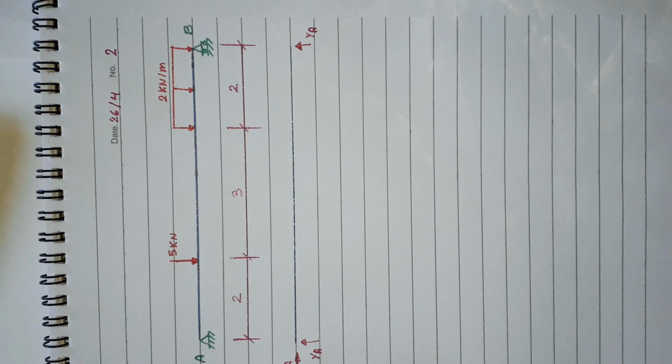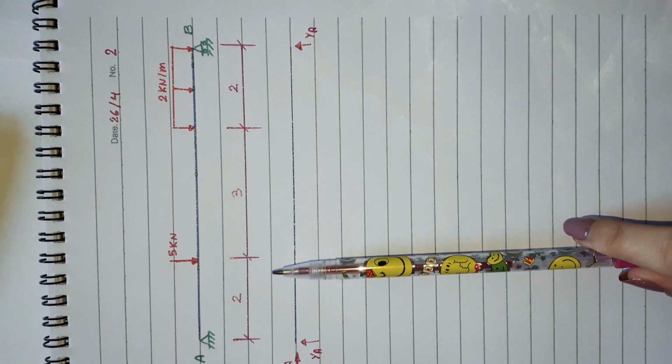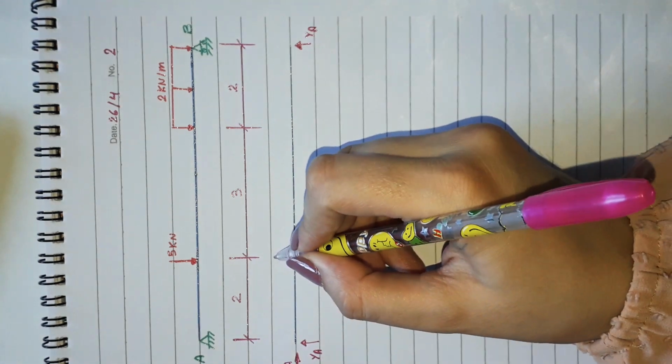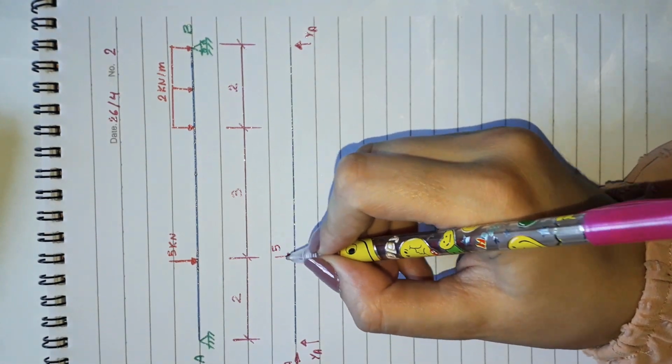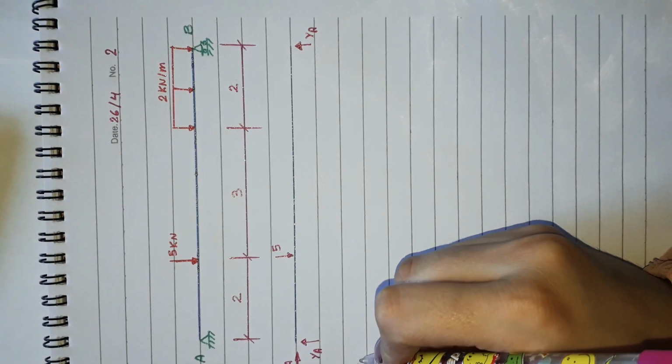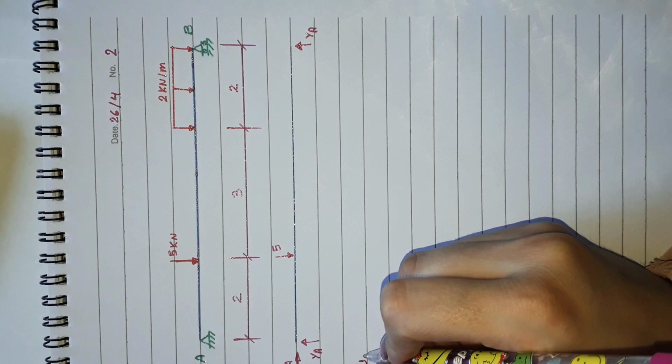The second thing you have to do is to put the external loads. It's important to put them exactly where they are located. So we have here 5 kilonewton. It's 2 meters away from point A. And now we will learn how to deal with this 2 kilonewton per meter, the uniformly distributed load. It is so easy.